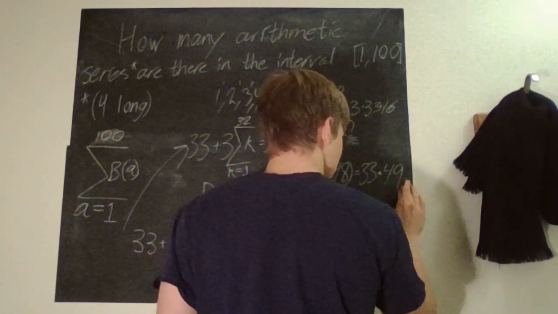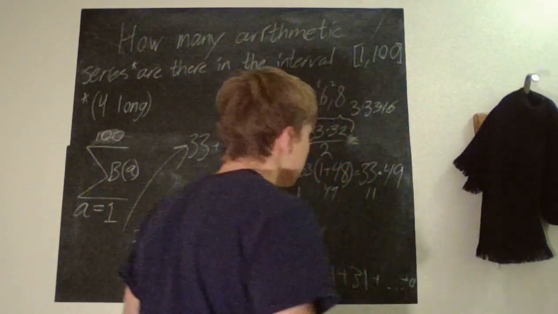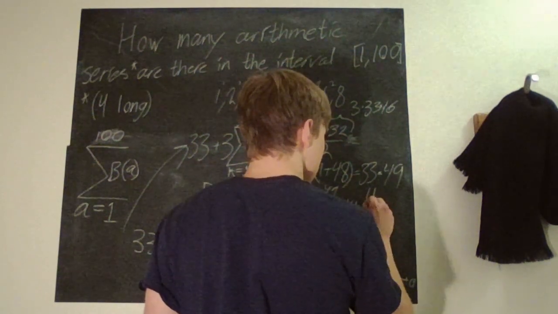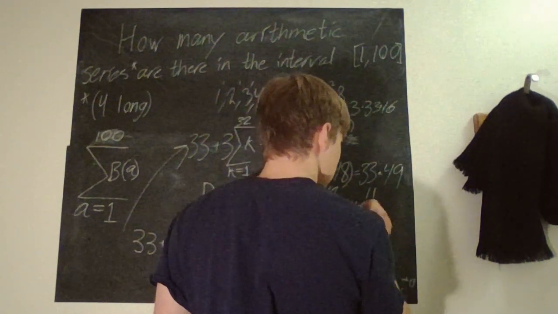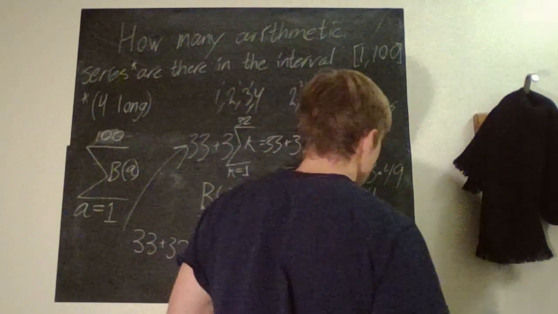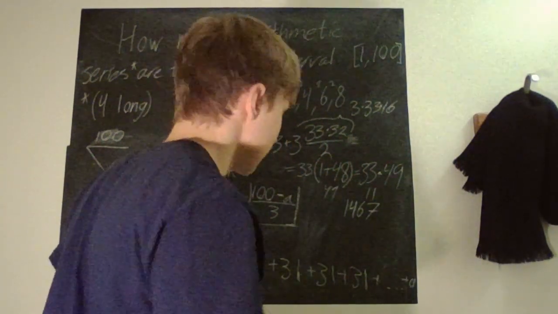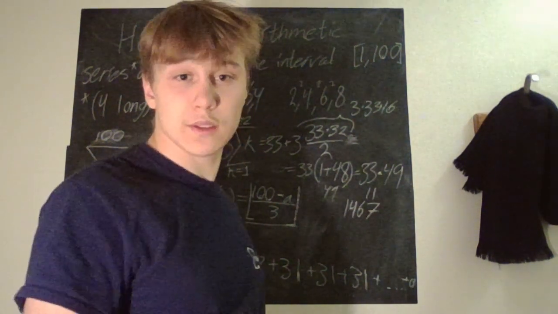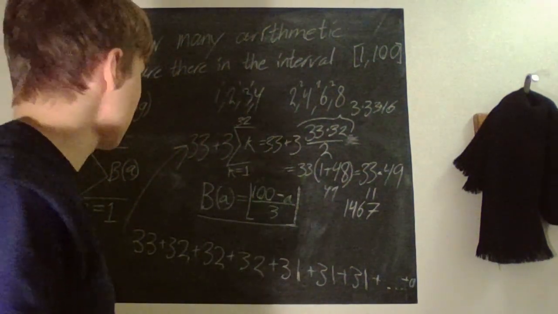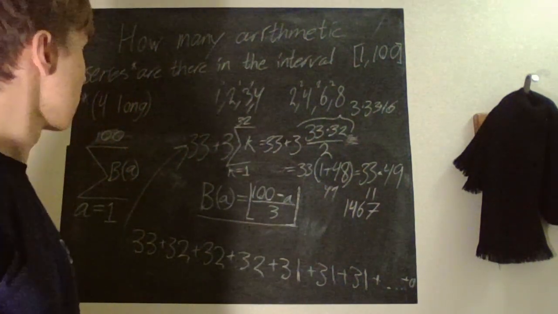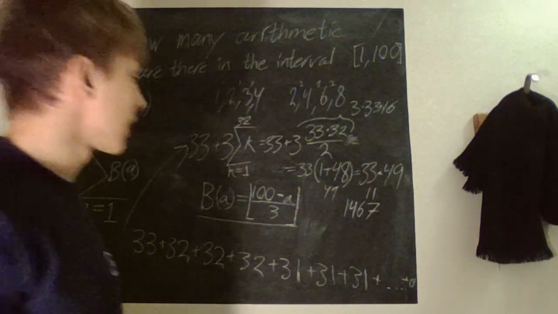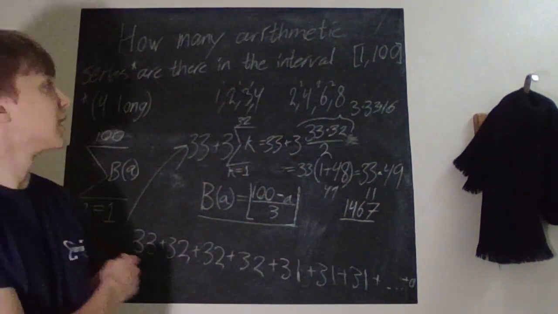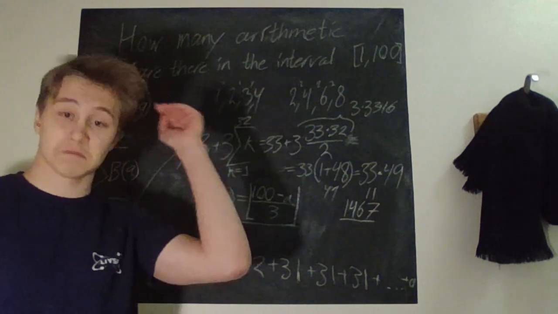And what is 33 times 49? I have no idea. I think it's 1,467. That is my guess. Yes, it looks good. So this is our answer. We can create 1,467 arithmetic series in the interval 1 to 100.